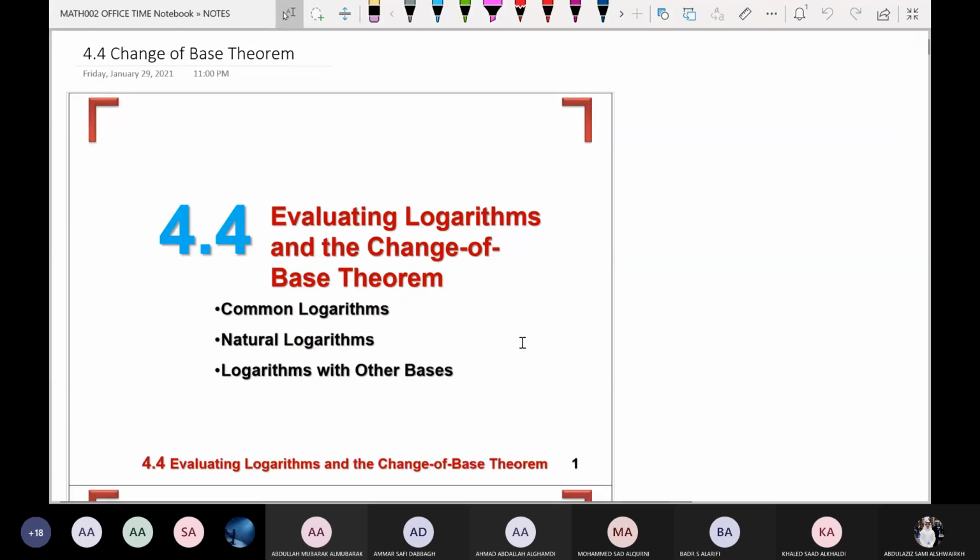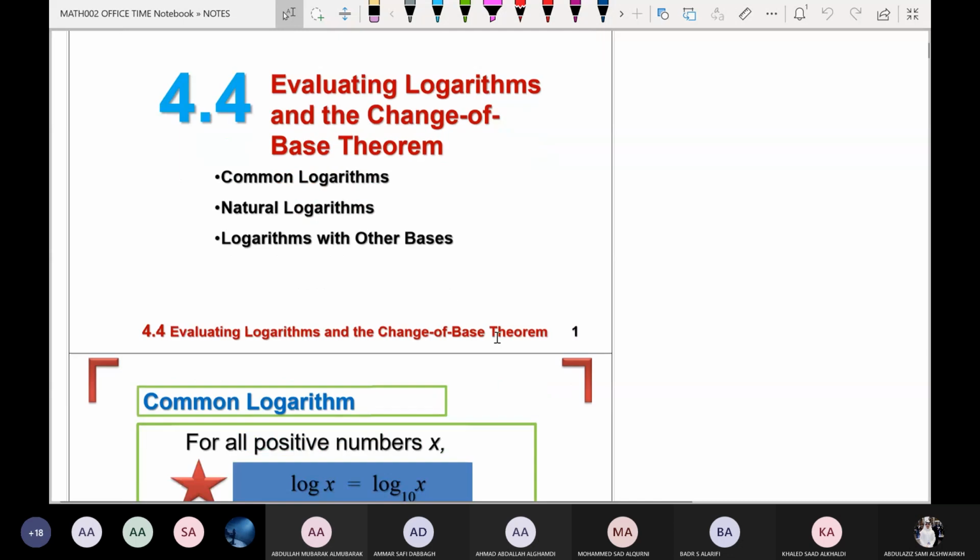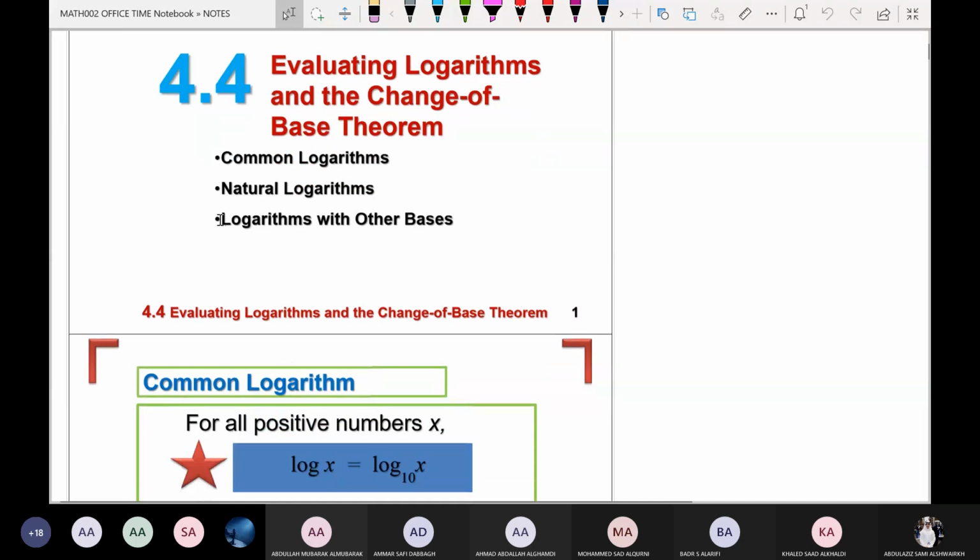So we will have in 4.4, we are going to remember the common logarithms. That means the base is 10, and the natural logarithm, that means base is this famous number e. And finally, we will do the important thing, which is the logarithms with different bases, to change the base from one number to another number.